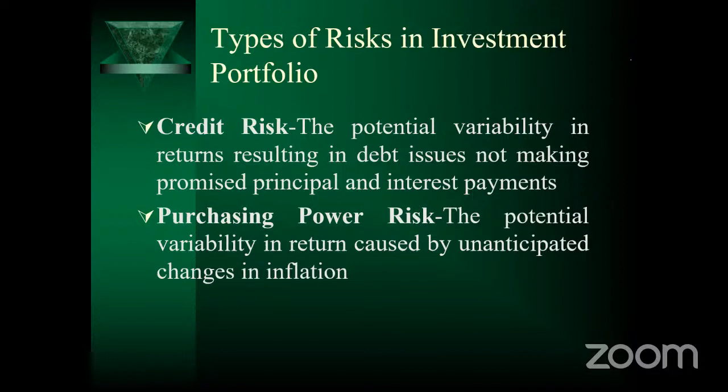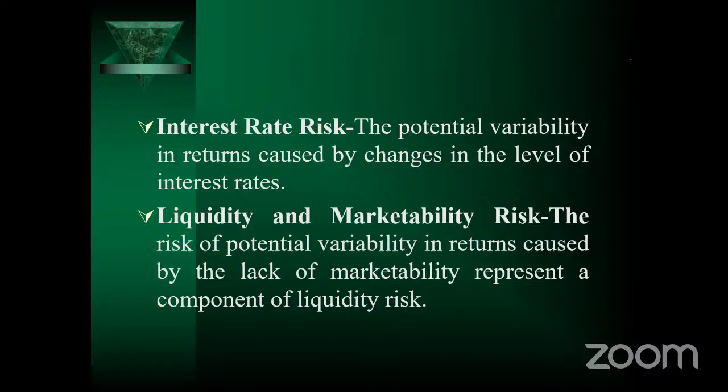Again, purchasing power risk, as I have already discussed, is the potential variability in return caused by unanticipated changes in inflation. That means caused by changes in inflation rates. So this is purchasing power risk. We have already discussed it. Interest rate risk was also discussed: the potential variability in returns caused by changes in the level of interest rates. When there is fluctuation of interest rates, automatically there will be variability in the return. So return fluctuates because of changes in interest rates. That is coming under interest rate risk. Liquidity and marketability risk.